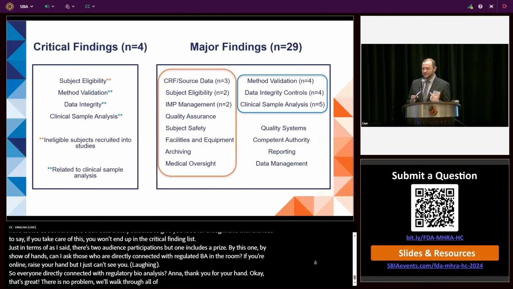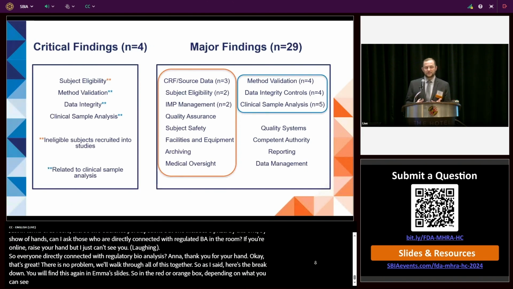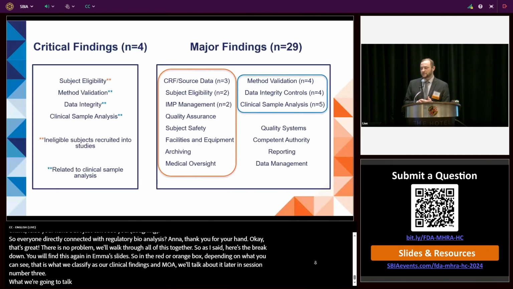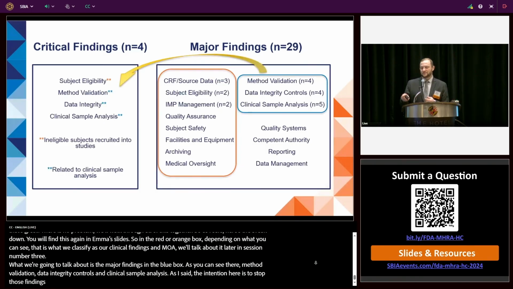So as I said, here's a breakdown. You will find this again as Emma's slides. In the red or orange box, depending on what you can see, that is what we've classed as our clinical findings. Emma Whale will go through that in session number 3 later today. What we are going to talk about is the major findings in the blue box: method validation, data integrity controls, and clinical sample analysis. As I said, the intention here is to stop those findings turning into these findings.